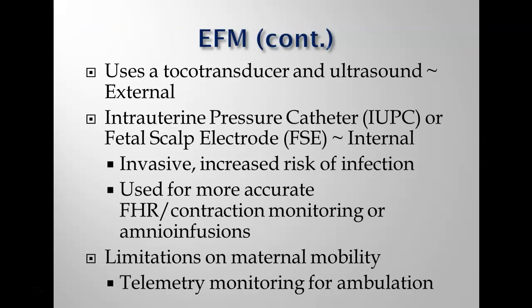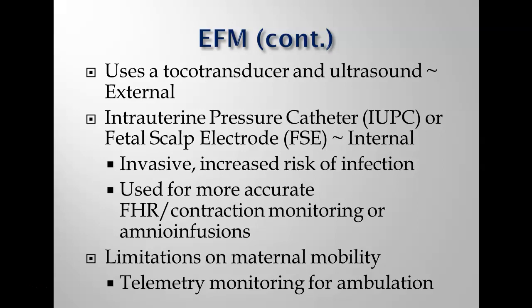So in external fetal monitoring, we use a toco transducer and an ultrasound. And we put those on externally, so on the abdomen. The toco transducer is what measures the contractions, and the ultrasound monitor is what measures the fetal heart rate. So that's how we're determining the two. Those are both external and placed on the abdomen.